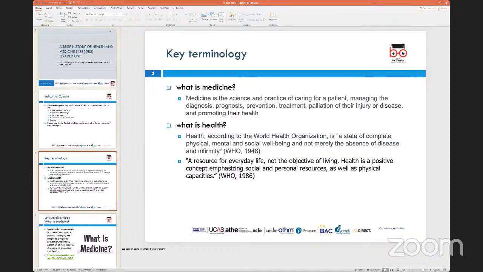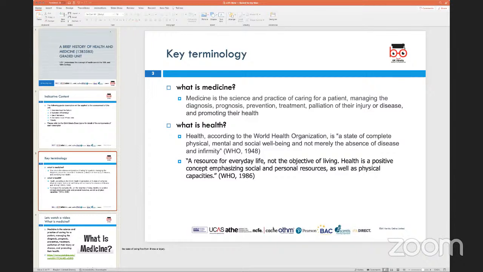Now, health is a multifaceted concept which basically encompasses various dimensions of well-being. It could be physical, mental, or social well-being. So when we talk about health in general, but when we look at the definition as per the World Health Organization, it is defined as the state of complete physical, mental, and social well-being, and it is not merely the absence of any disease or infirmity.